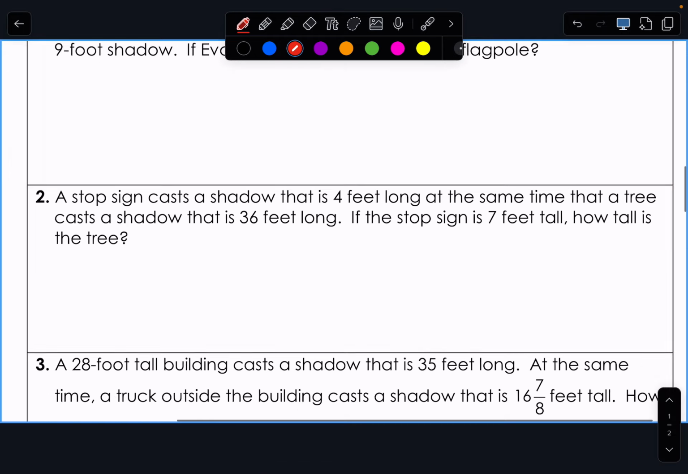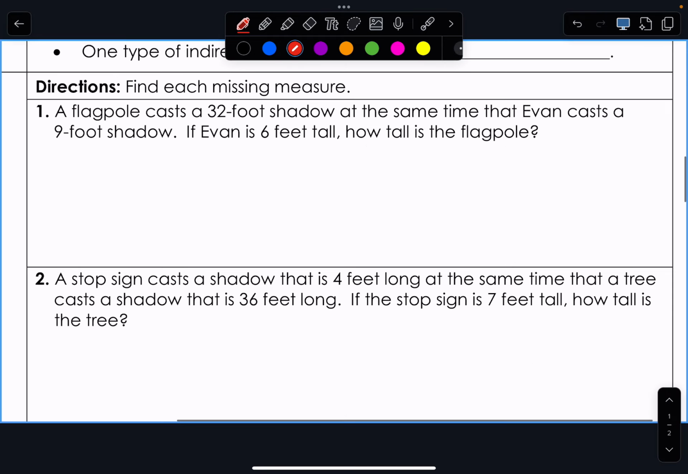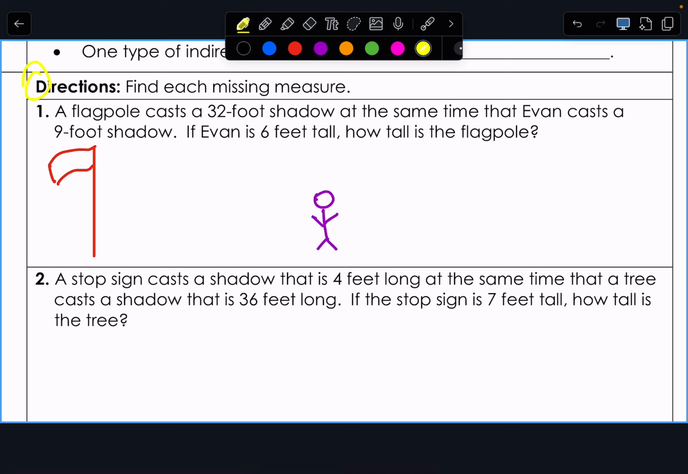All right. So we have a flagpole and we have a guy named Evan. Okay. The sun is shining and each of these are casting a shadow because the sun is shining. See how that's working?